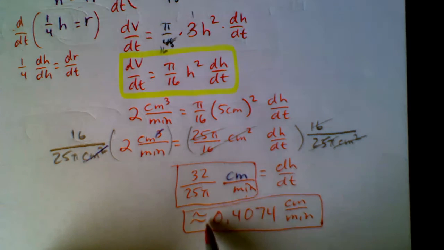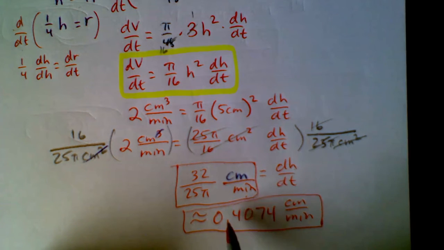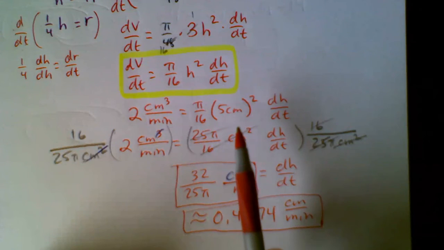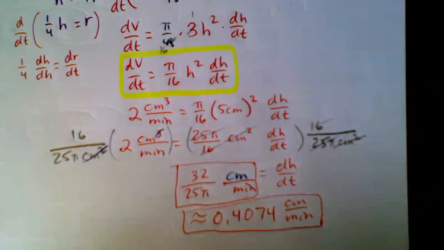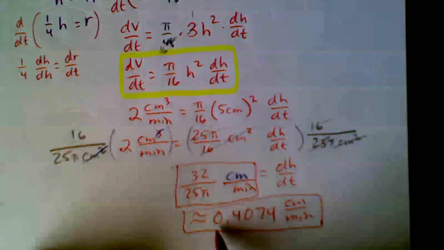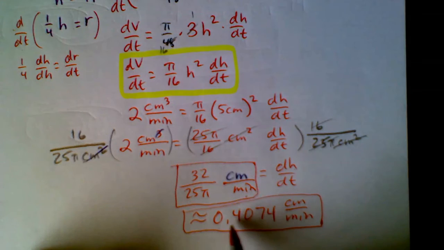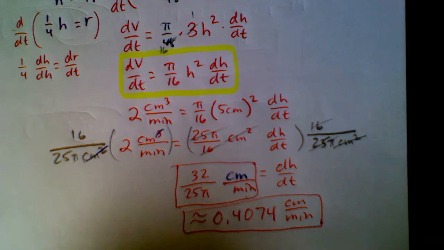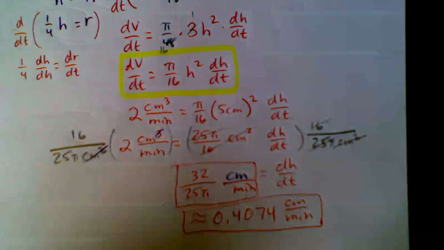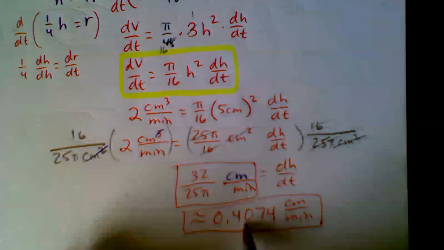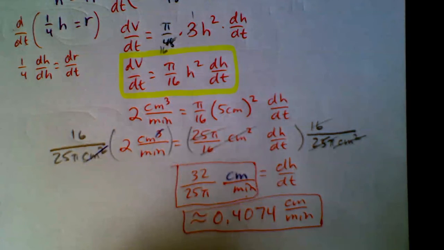So our final answer is, at the moment when the height is 5 centimeters, so close to the bottom of the cone, the rate at which the height is changing is about 4/10 of a centimeter per minute. So it's like if you had a speedometer showing you how fast the height is changing as time goes by. That's what it would read at that specific moment in time.